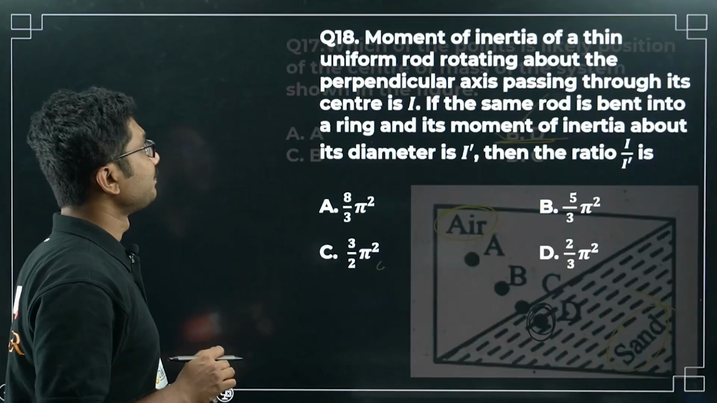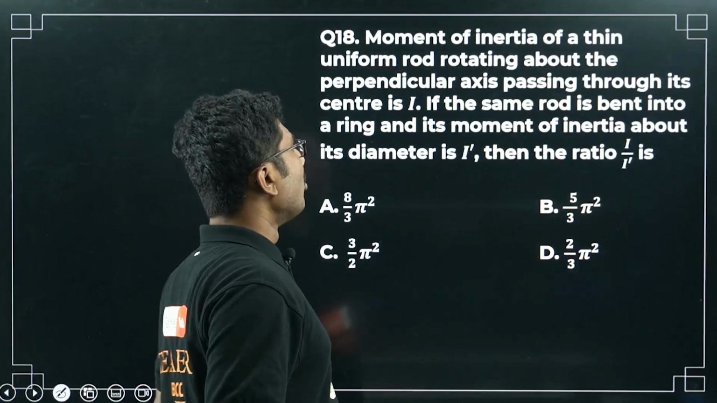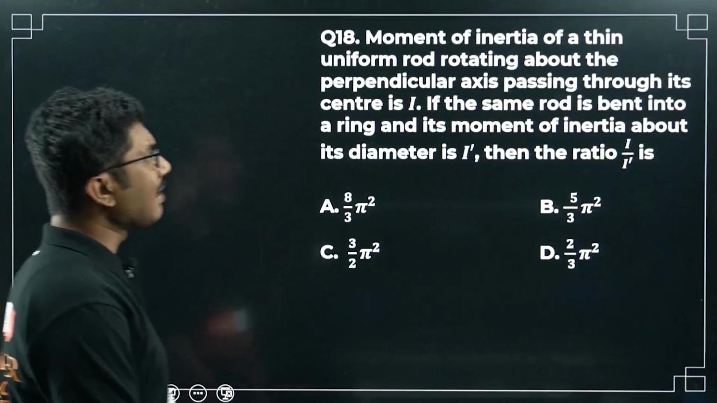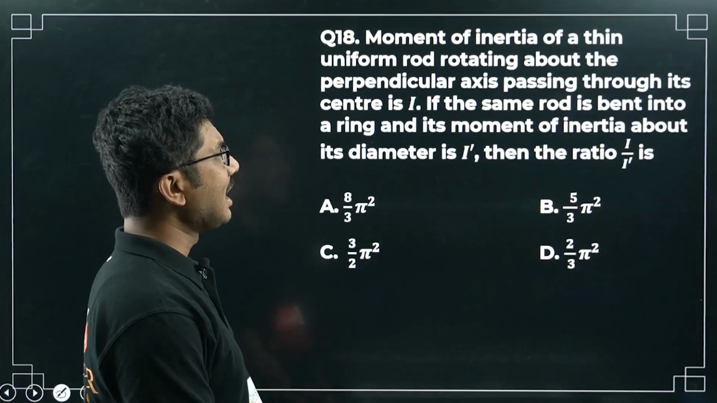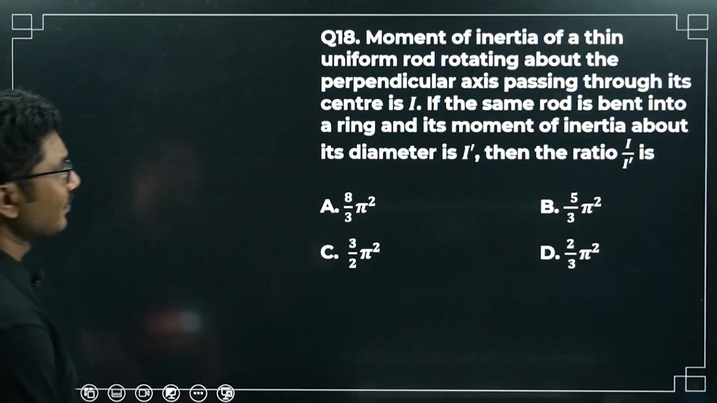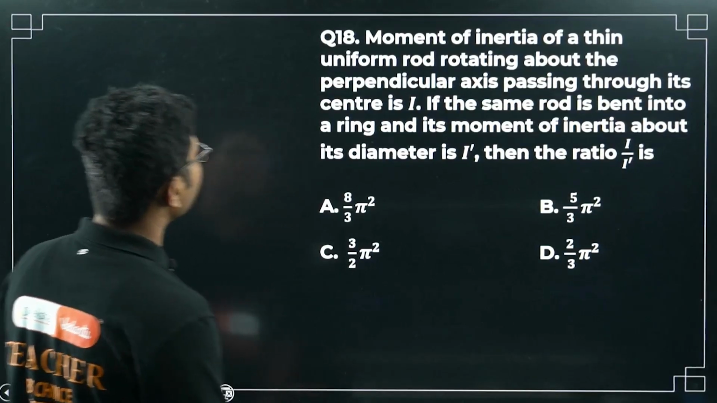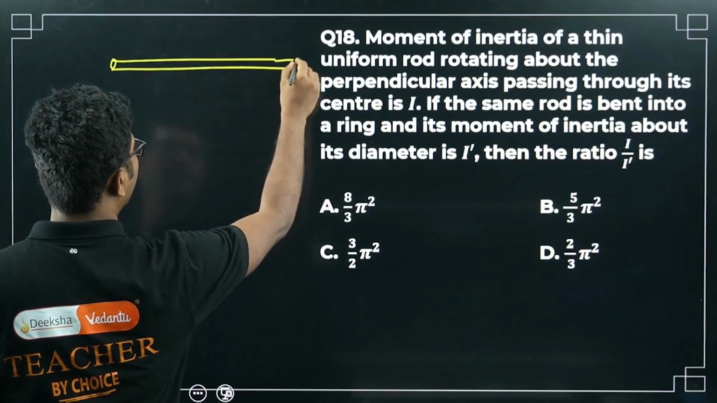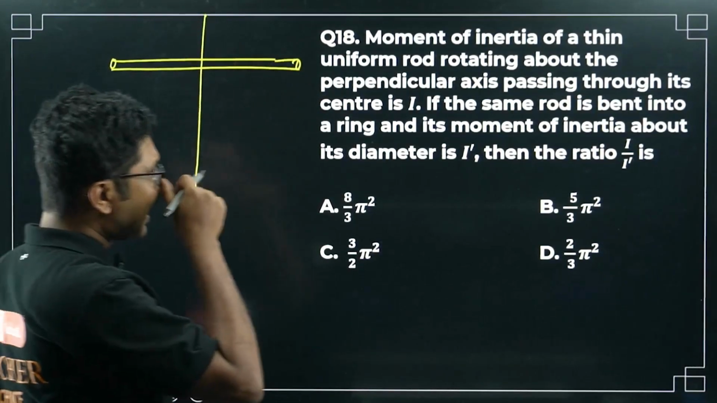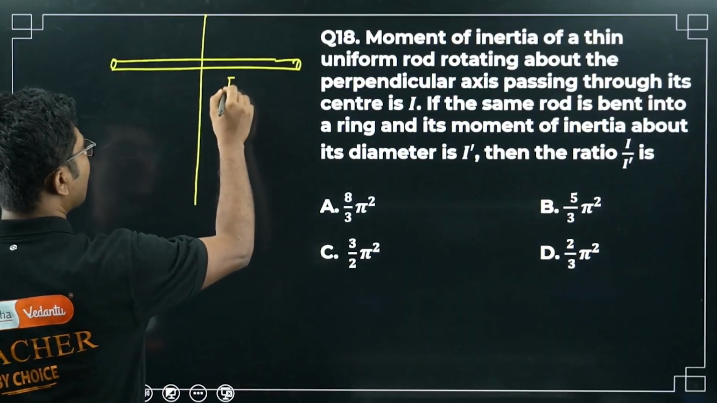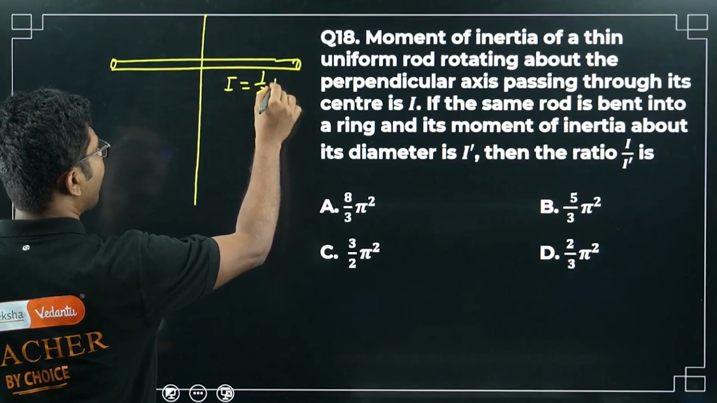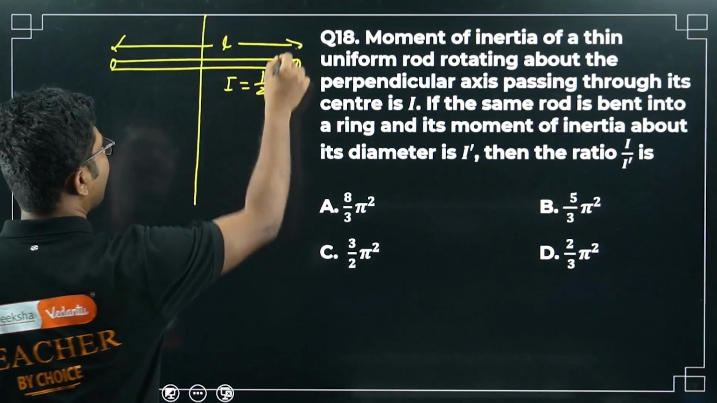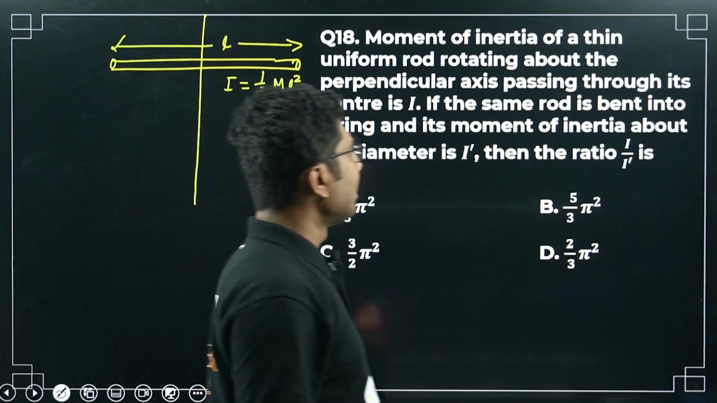Don't do it. Question number 18. The moment of inertia of a thin uniform rod rotating about a perpendicular axis passing through its center is I. So what is the value of I? I is 1 by 12 ML square, where L is the length of the rod.